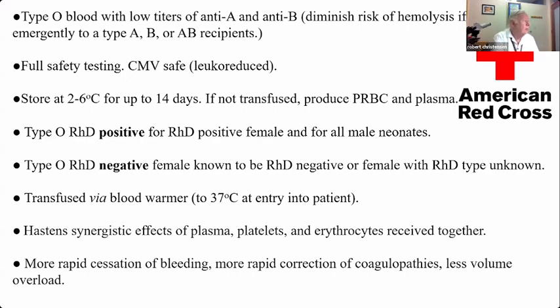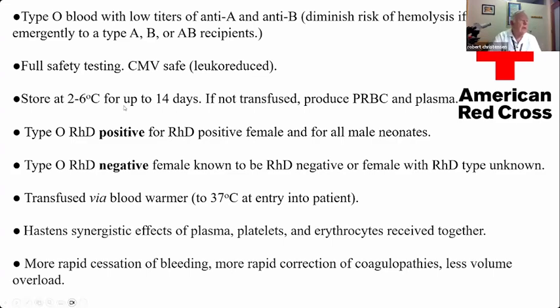And if you're giving type O to a type A recipient, that type O blood may have very high titers of anti-A that could hemolyze some of the recipient's red cells. So this particular military product is using only type O blood that is from a patient where the anti-A and the anti-B titers have been measured and found to be safely low. It is fully tested. It is CMV safe by leukoreduction using a platelet-sparing leukoreduction filter.